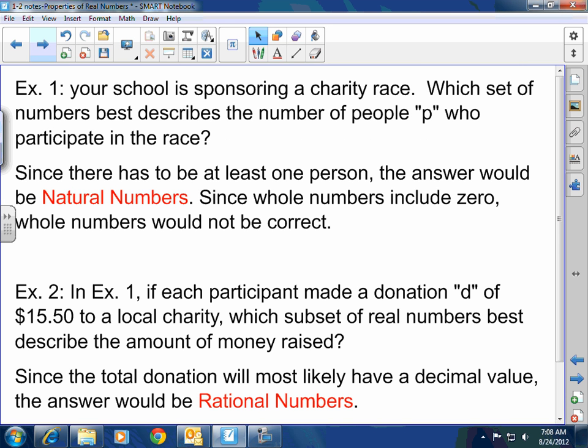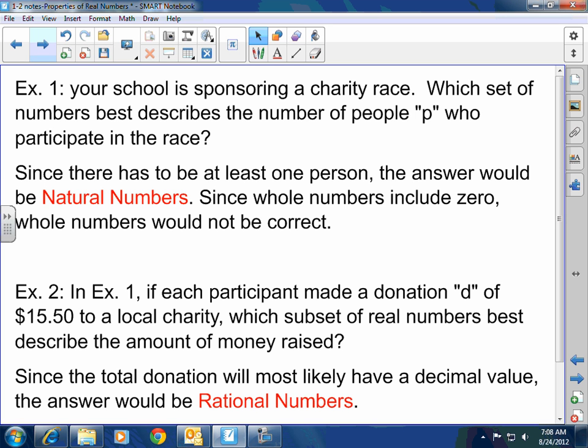Okay, now let's look at an example. Your school is sponsoring a charity race. Which set of numbers best describes the number of people P who participate in the race? Since there has to be at least one person, the answer would be natural numbers. You can't have 0 people, so it can't be whole numbers.